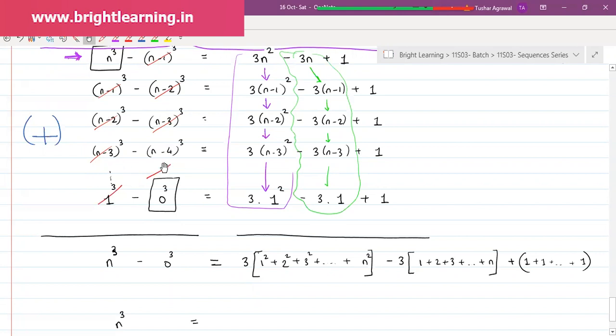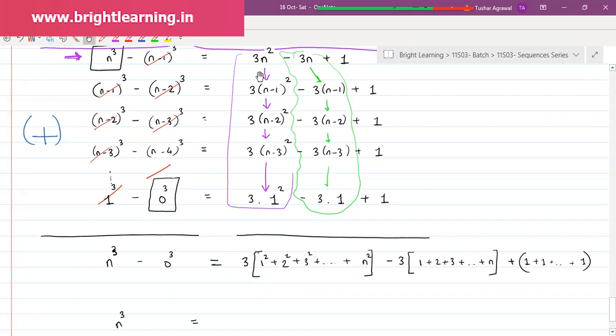Yes, sir. Then in the previous step there will be subtraction 1 cube, and the next step is positive 1 cube, that will get cancelled out. So what is surviving? The n cube is surviving here, and this 0 cube is surviving over here. They are not getting cancelled with anything. So on the LHS, the vertical addition is n cube minus 0 cube.